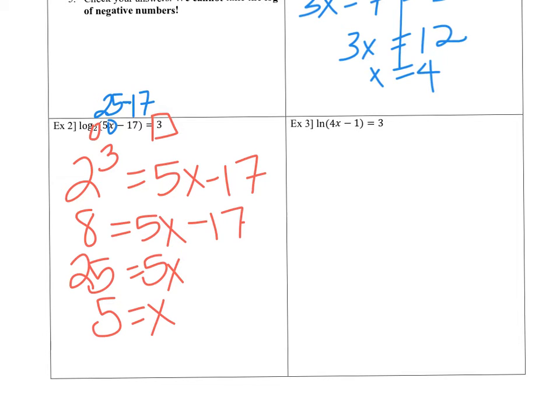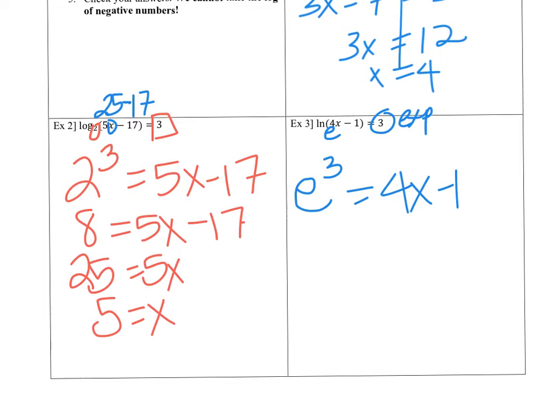Moving on, we have the natural log of 4x minus 1, which equals 3. Remember, natural log has a base e. So that's what I'm going to write first. That's my big number, base e, and this is my exponent. So e to the third power equals 4x minus 1. E to the third is something you will have to put in the calculator. Remember, e is like pi. It is an irrational number.